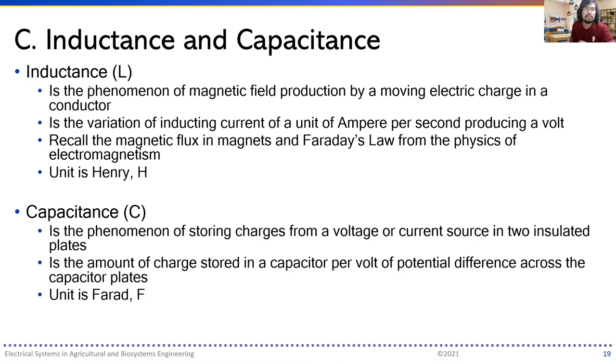All right, again, we have inductance, and it's represented by the letter L, with the unit in Henry or H. And again, it's just the phenomenon of the magnetic field changing in direction because of the electric charge, and the electromagnetic wave nature of the flow of electricity. So this is in Faraday's law. You have to recall the magnetic flux in magnets, and this allows the magnetic field to change in orientation because of the coiled wires. So it is the variation of current of one ampere per second producing a volt, and that is in Henry.